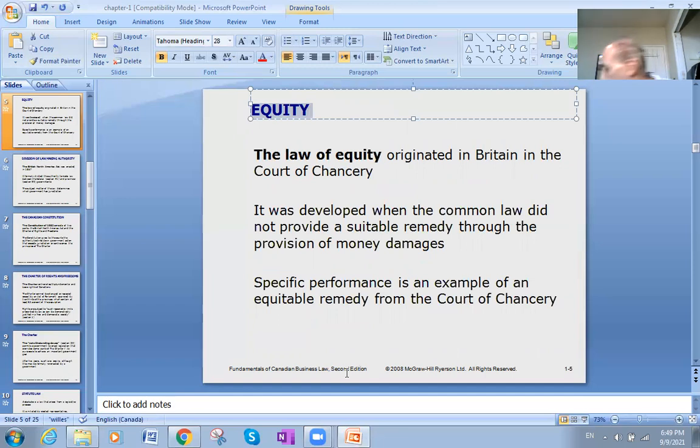So equity. The first thing we want to talk about: equity means all are the same in front of the law. All are the same. No one is better than anyone else. All are the same.